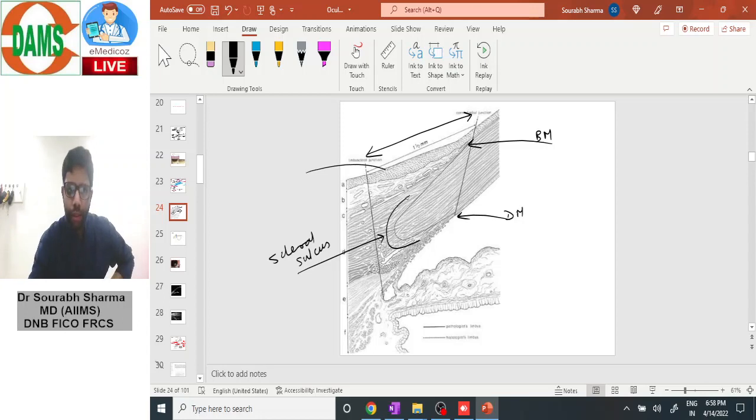I'll just mark this one is the conjunctival, this is the limbal epithelium, this is the conjunctival epithelium, this is the corneal epithelium. So that's the transition zone. This is the substantia propria, I told you, starting from the Bowman's membrane termination, and then the substantia propria, the adenoid fibrous tissue starts.